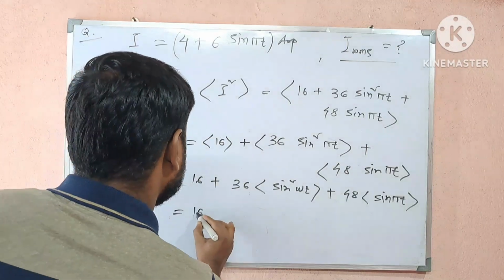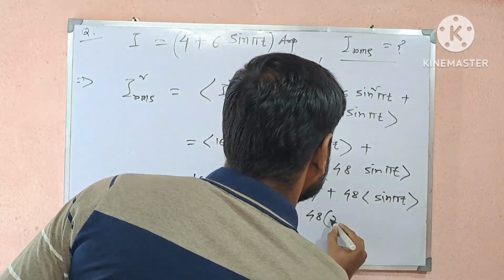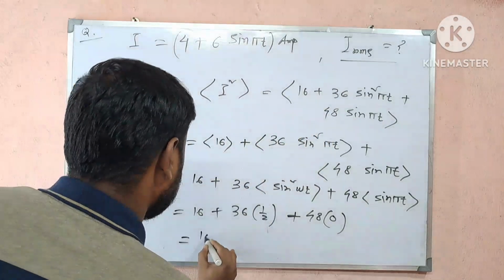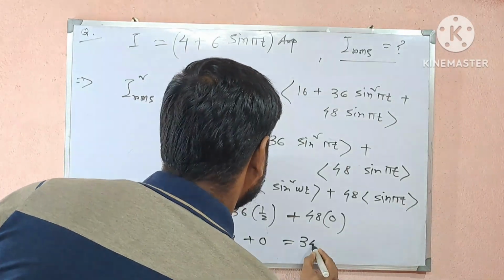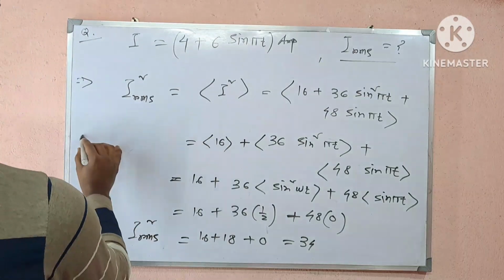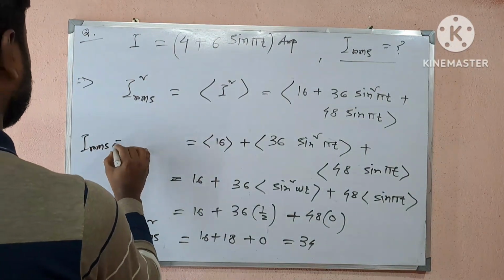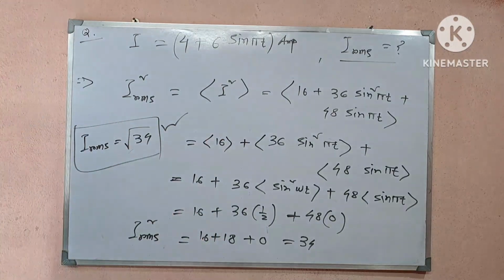So what will be the value? 16 plus 36 into half plus 48 into 0. So the value will be 16 plus 18 plus 0, that will be 34. So IRMS square is equal to 34. So we can write IRMS is equal to root over 34 ampere. That will be our final answer.